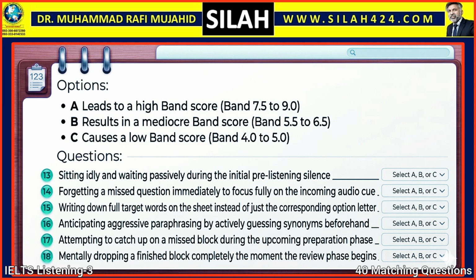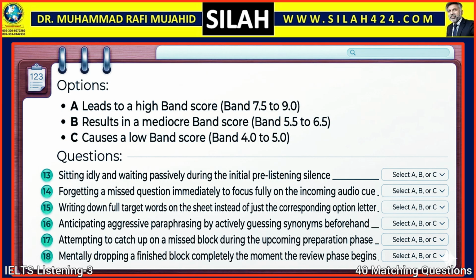So, what does a high-achieving candidate do instead? A band 7.5 to 9.0 candidate practices forgetting a missed question immediately to focus fully on the incoming audio cue. If you miss it, it's gone. You must let it go instantly to protect the remaining points. Okay, look forward, not backward. What other habits separate the top scorers from the rest?